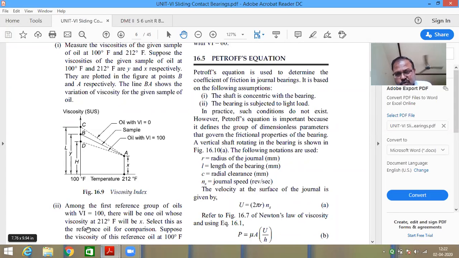So Petroff's equation is used to determine the coefficient of friction in journal bearings. It is based on the following assumptions. Okay, first assumption is what?